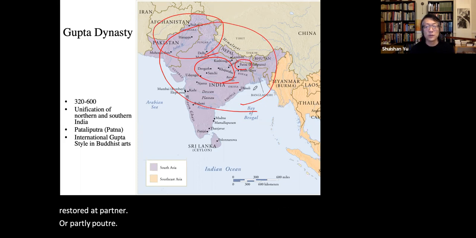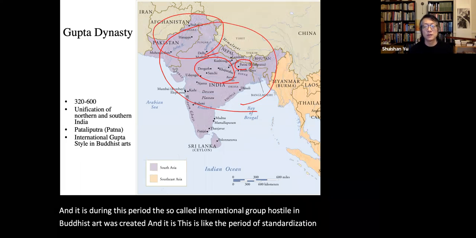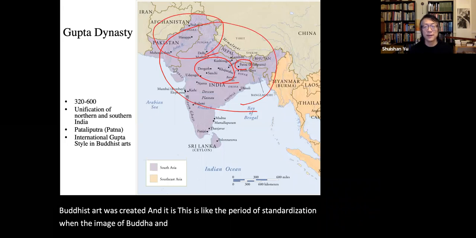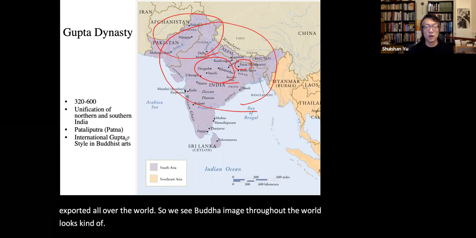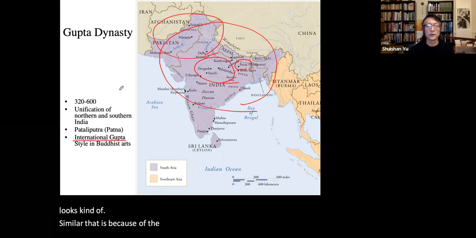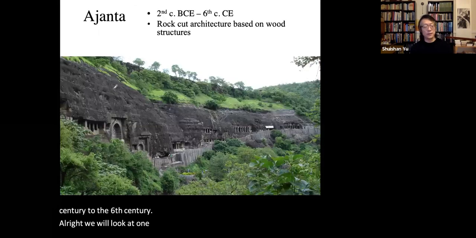And it is during this period that the so-called international Gupta style in Buddhist art was created. This is like the period of standardization when the images of the Buddha and Bodhisattva were standardized and exported all over the world. So we see Buddha images throughout the world look kind of similar. That is because of the universal success of Gupta art from the 4th century to the 6th century. All right, we will look at one example from the Gupta period, and that is Ajanta.